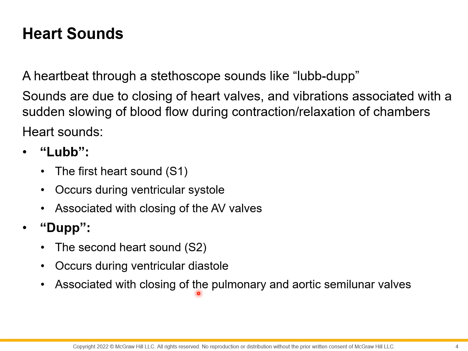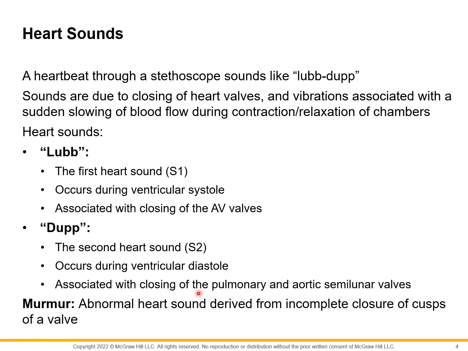So the sound of the closure of the semilunar valves will produce the second heart sound, which is dub. Okay, so both of them are due to closure of valves: AV valves, lub, and semilunar valves, dub. We call this S1, and the other one is S2. We sometimes have an abnormal heart sound, which is called murmur.